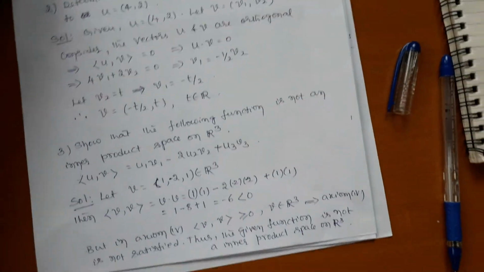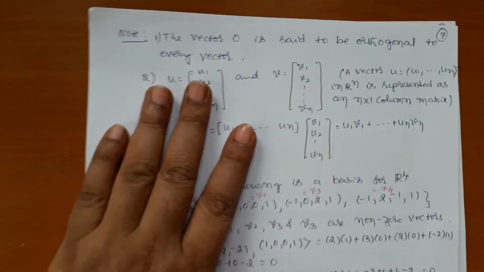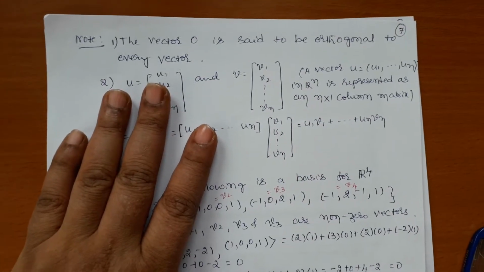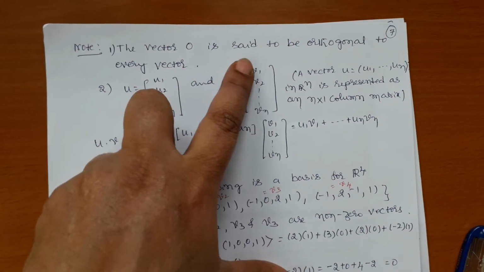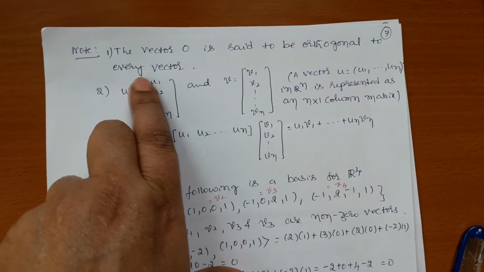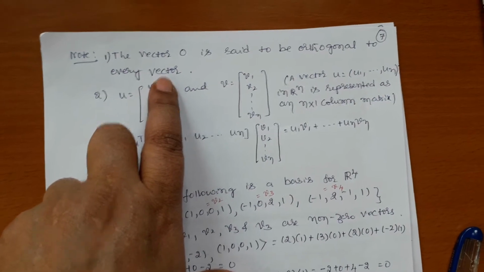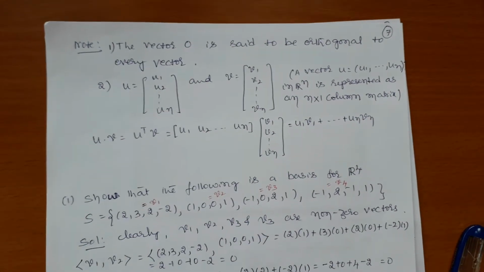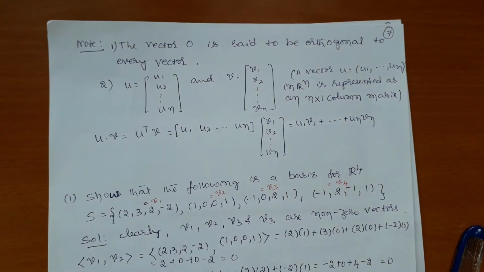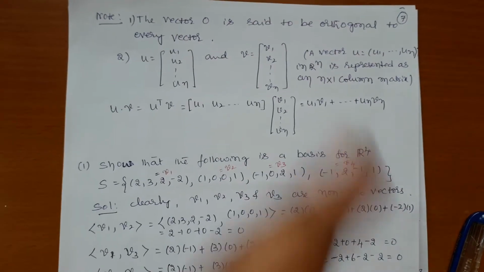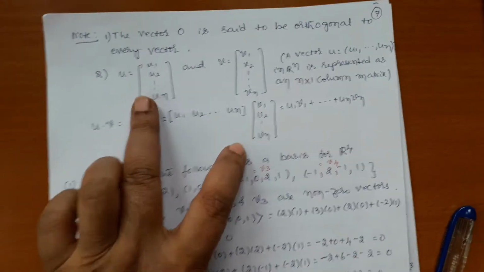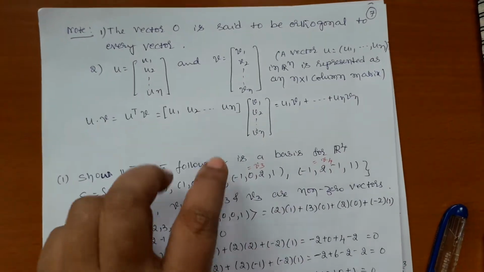Now I'm moving to the next problem. Before that, I want to discuss some different notation they give in David Lay. The zero vector is said to be orthogonal to every vector. Keep in mind, because for the zero vector comma a non-zero vector, that value must be 0 only. That's clear, everyone knows that. That's why I wrote it in the note.